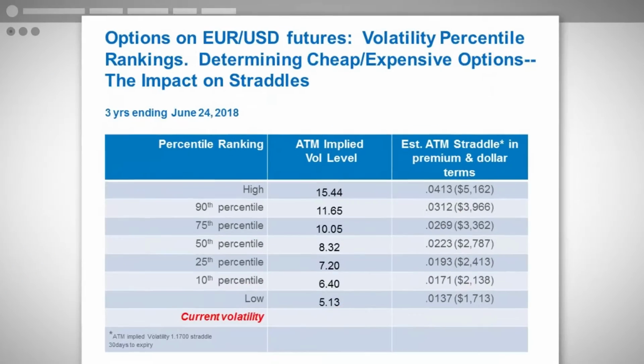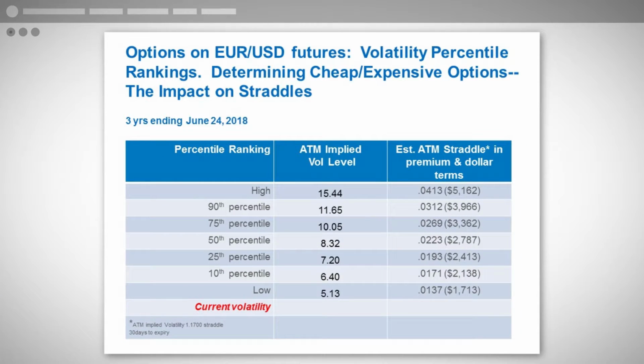But in general, you want statistics to work in your favor. When you're in the higher percentiles, volatility doesn't tend to stay there very long. When volatility comes down, the premiums compress. So as a result, you can see the at-the-money straddle there. At the very low over the last 3 years, the straddle would have cost you $1,700. In the 50th percentile, the straddle would have cost you $2,787. At the very high, the straddle would have cost you $5,162. So you can see there's a huge difference there in the impact on premium.